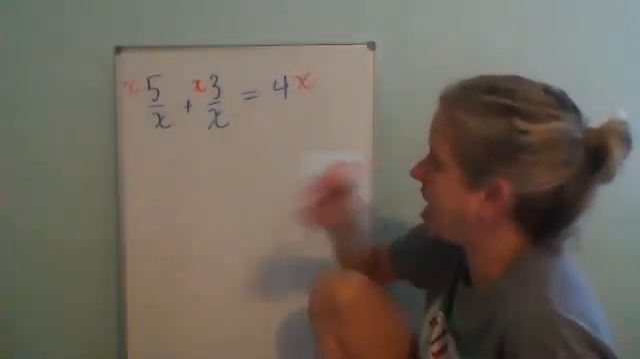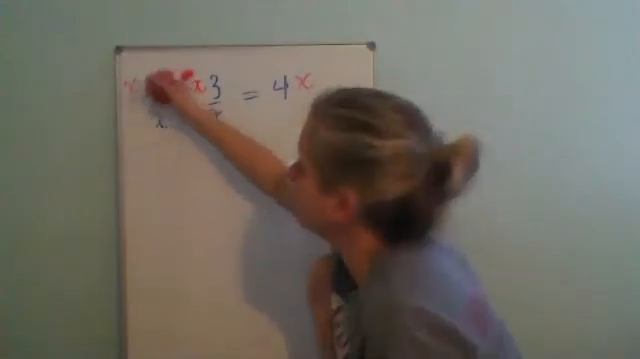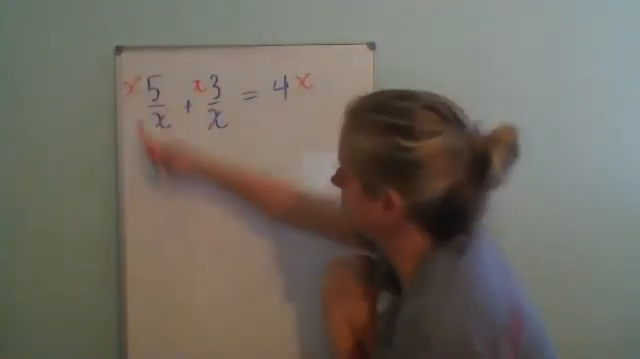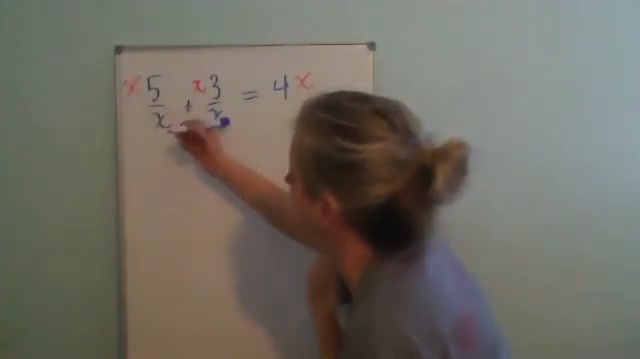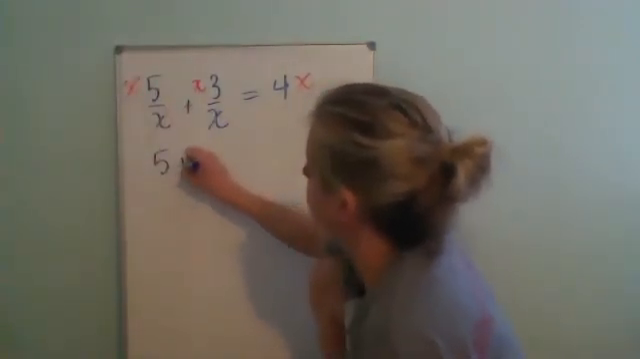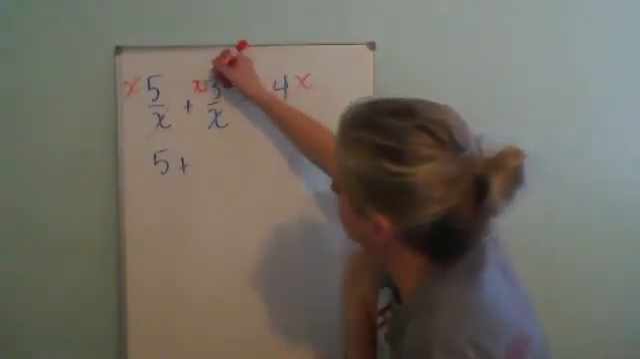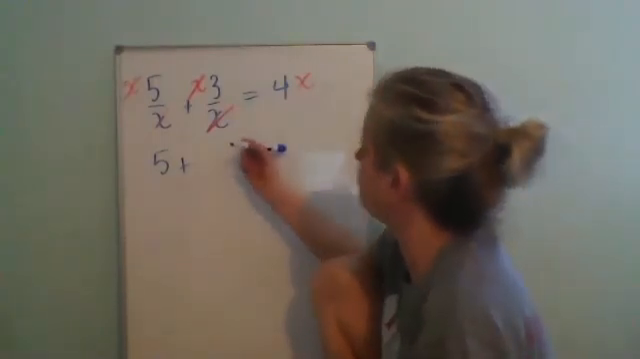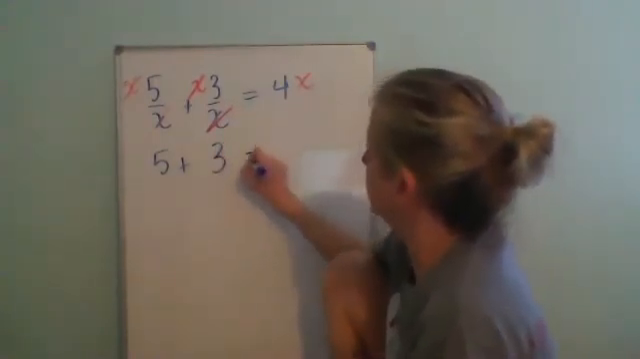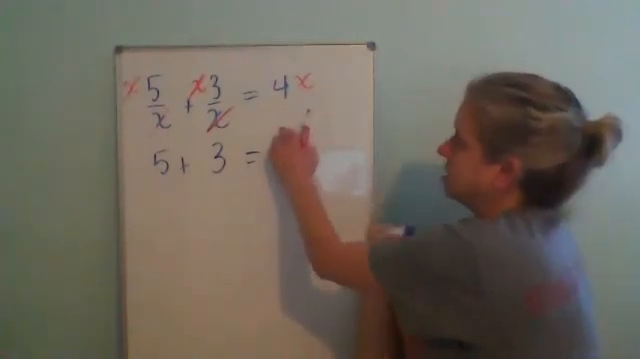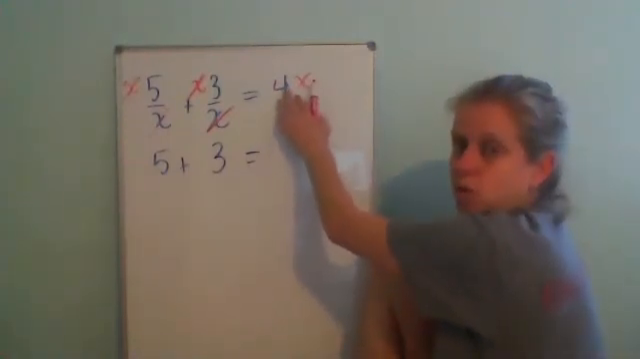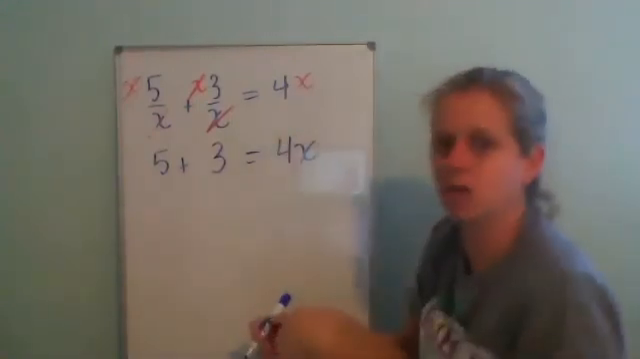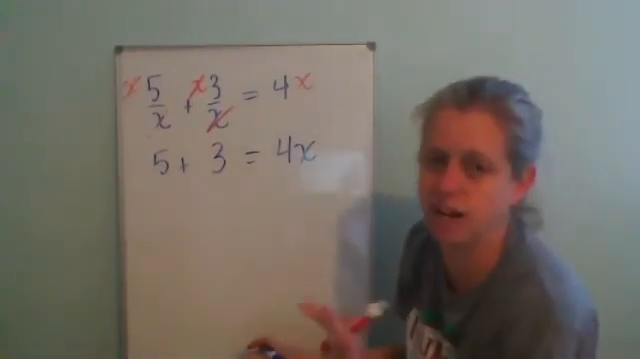Now look at the left side. Here I have an x in the top and the bottom, so they just cancel each other, right? So if this x cancels that one, all that's left is 5. Plus, same thing here. If this x cancels this one, all that's left is 3. So I just have 5 plus 3 equals, over here, I don't have an x in the bottom to cancel this one, so I just have 4 times x, which just gives me 4x. So look, this time I don't have an x squared. That's why it's not as bad.